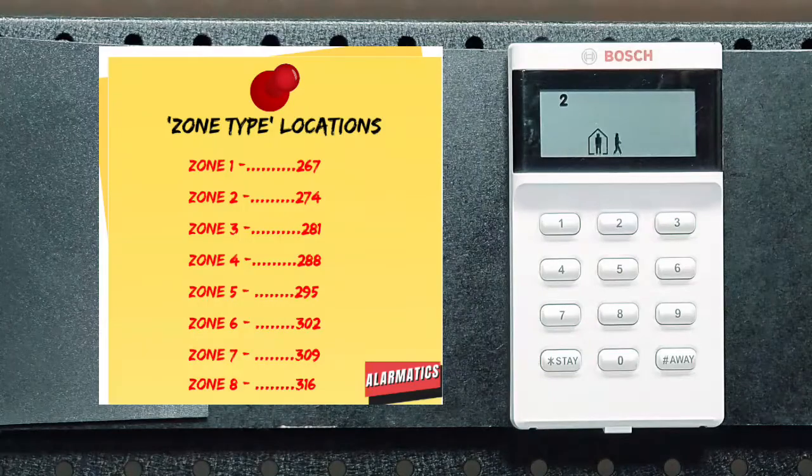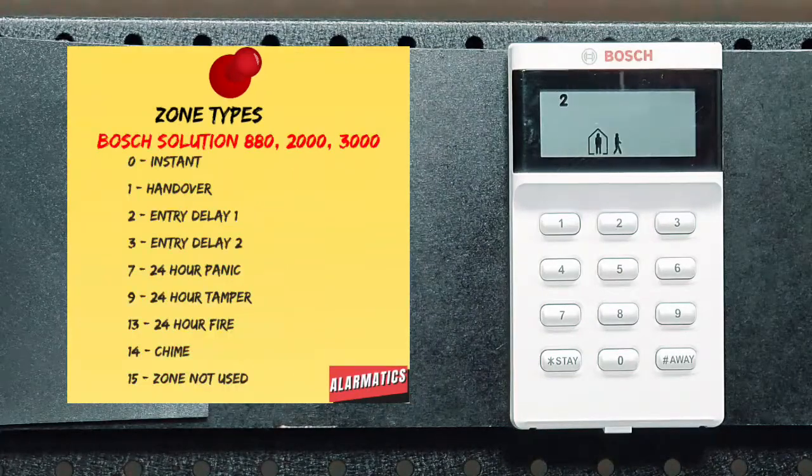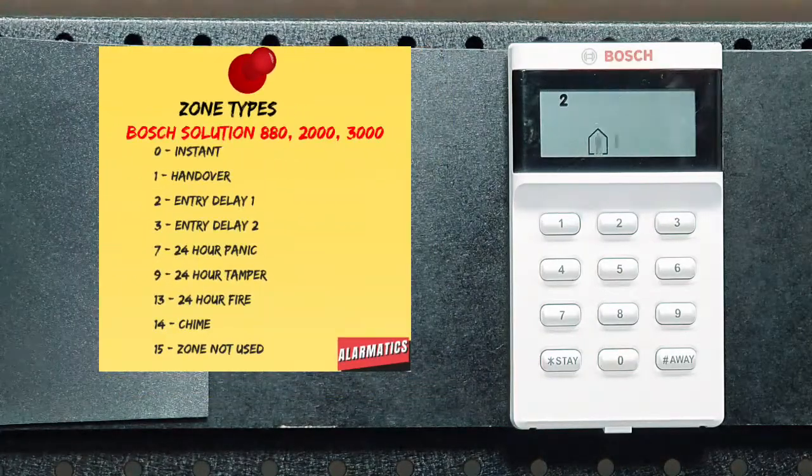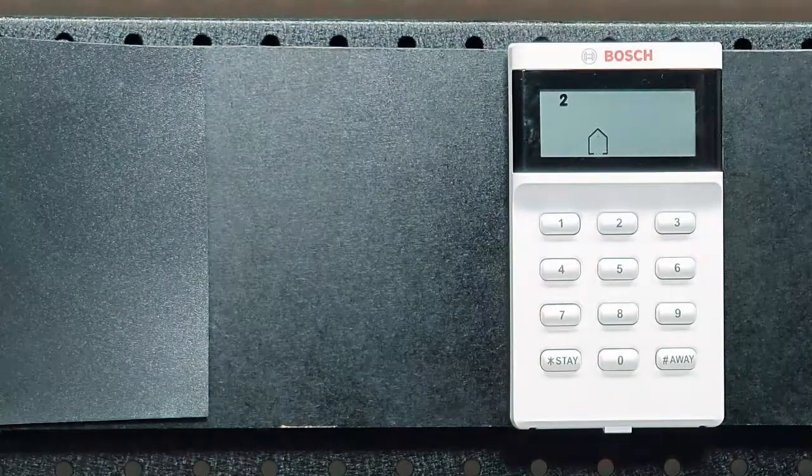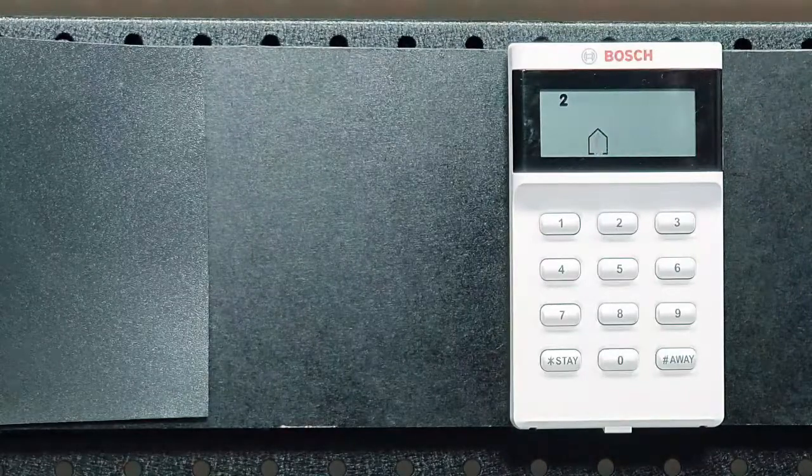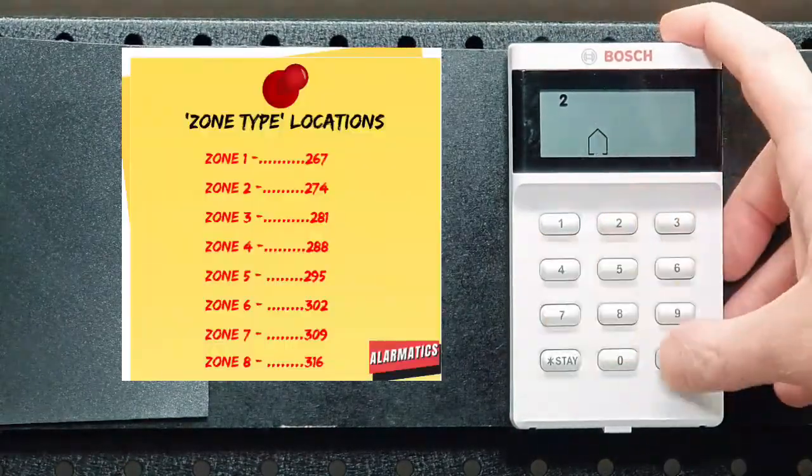And that's how it comes out of the box. I haven't programmed that. So 2 is a delay zone, or delay 1. We'll come back to what delay 1 means in a minute. So that's a switch on my front door. When I get home and I open the front door, I'm going to trigger that reed switch, and I want to have a delay, let's say 10 seconds, before the alarm rings. It gives me a chance to disarm the system. So that's why we need a delay there. Let's go to 274, which is the zone type for zone 2.